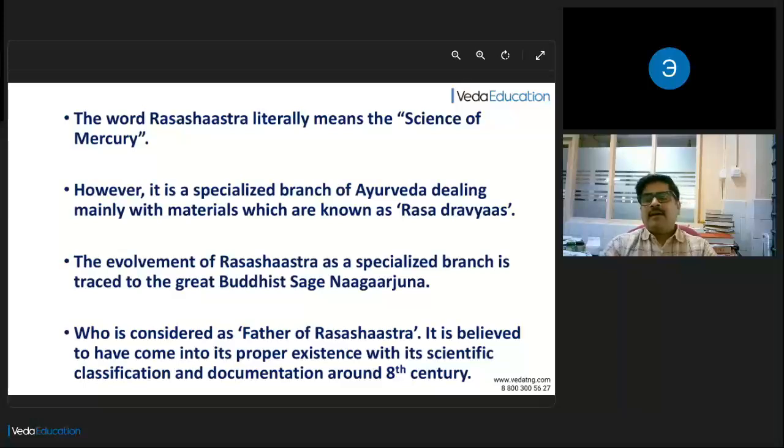Okay? And Rasa, or this mercury, is the basic drug of most of the drugs, the medicines we use in this Rasashastra. So that's why we consider this mercury as a parent drug.